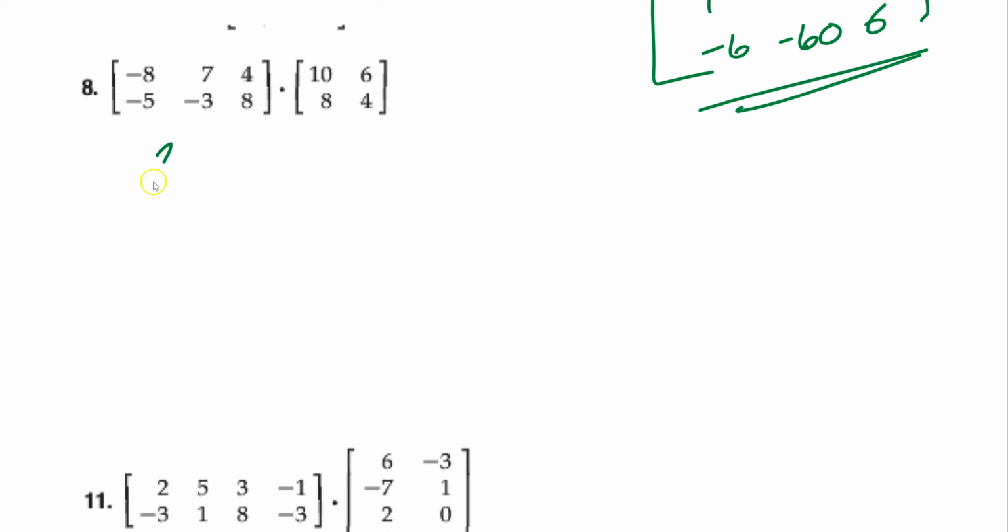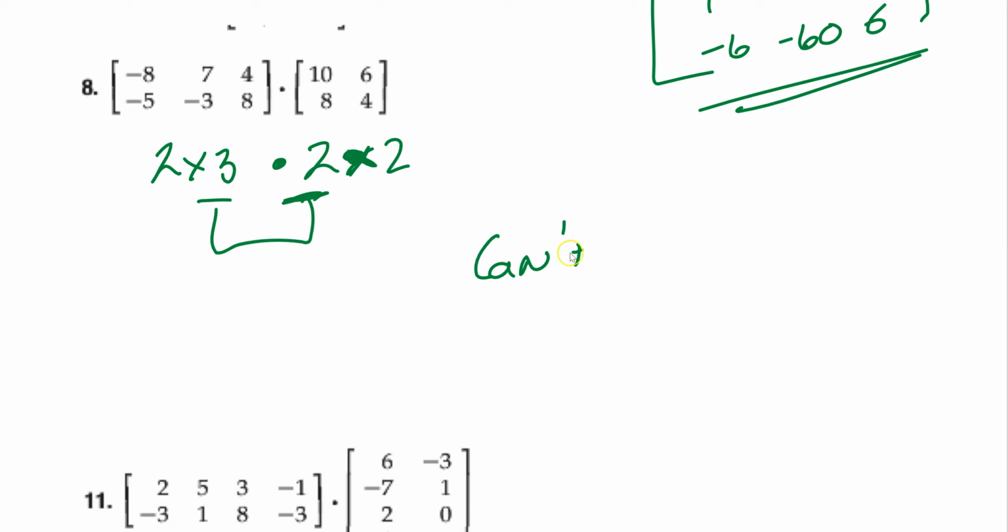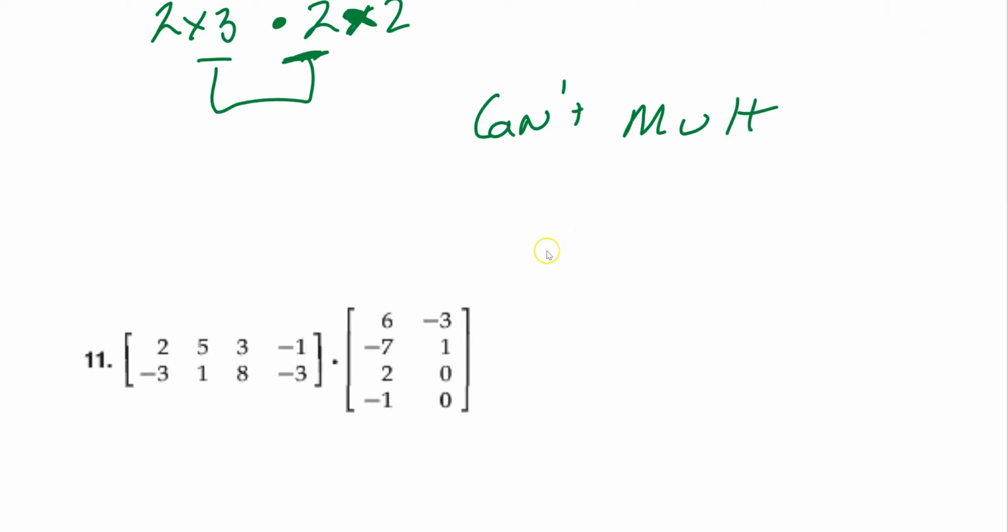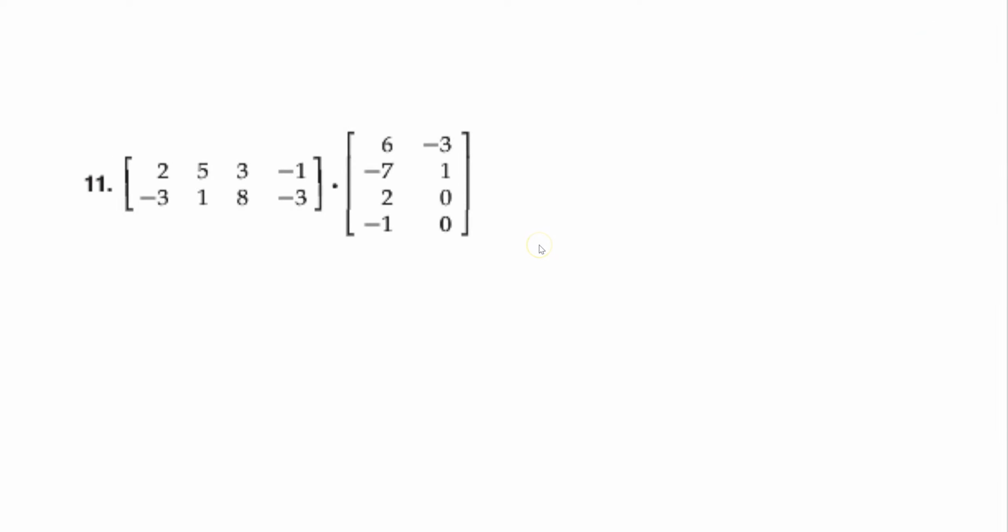Look at the next one. This is a 2 by 3, and this is a 2 by 2. Remember, the first thing you gotta check is see if they work. This one actually doesn't work. They don't match, so we can't multiply. Those are our favorites, less work. This one right here, I'm not gonna make you do by hand.